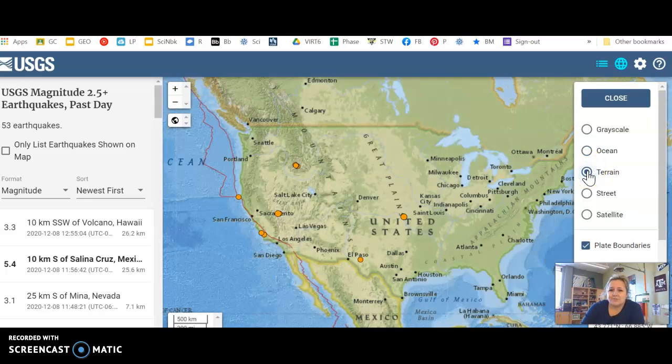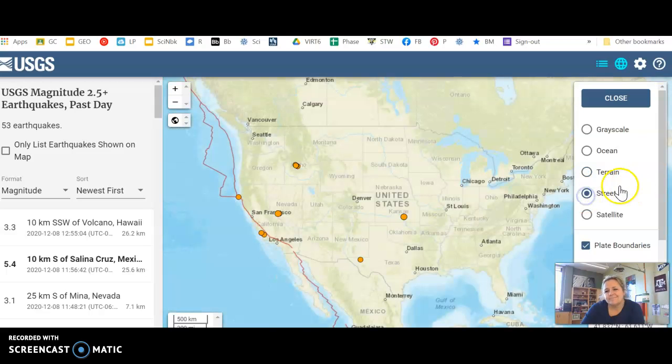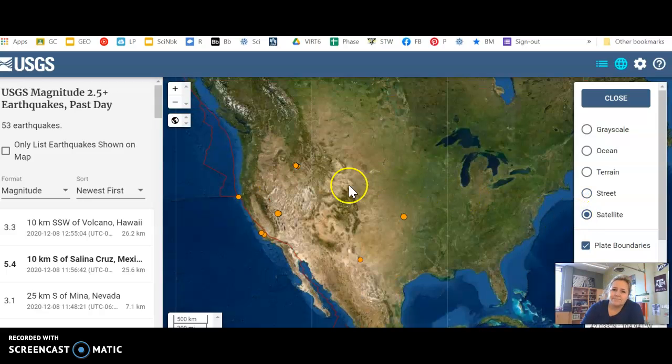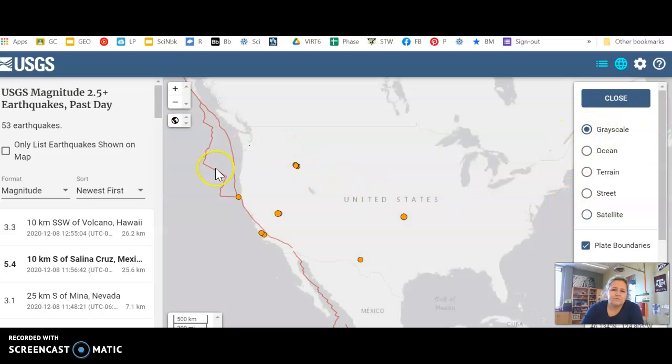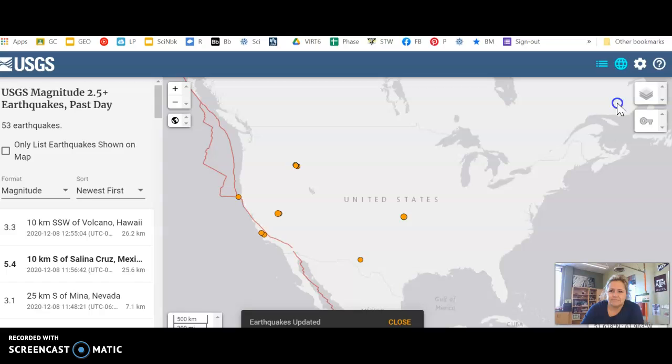You can look at it for terrain. You can definitely see the mountains better. Okay, street one, that's like looking at Google Maps. Not super fun. The satellite one is probably the most realistic looking, right? But for what we're doing, we kind of need to keep it simple. But once you get where you want to go, you can play around with these. Let me close that so it's easier to see.